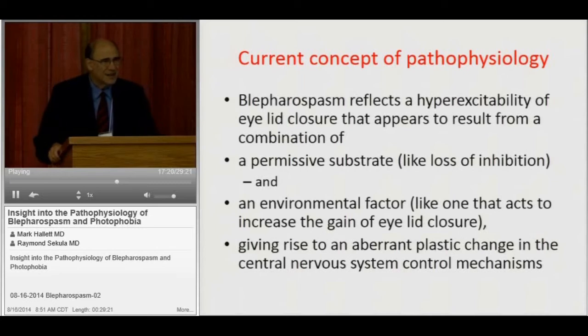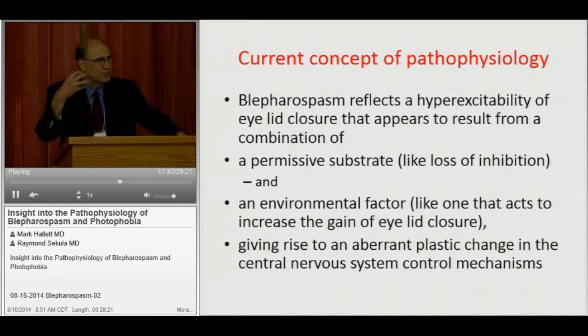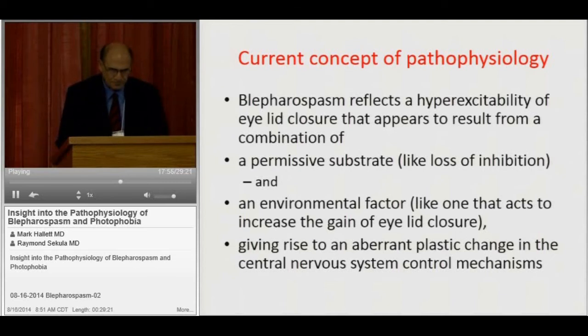So the current concept of the pathophysiology then is that blepharospasm is a hyperexcitability of eyelid closure resulting from a combination of a permissive substrate like loss of inhibition, an environmental factor like one that increases the gain of eyelid closure, giving rise to an aberrant plastic change in the central nervous system control mechanisms of eyelid closure. And that's the sort of way of putting a number of these different factors together to understand where blepharospasm comes from.